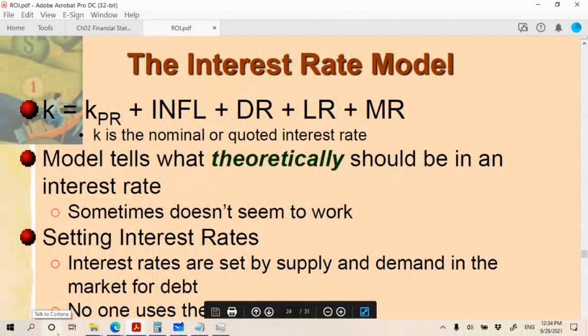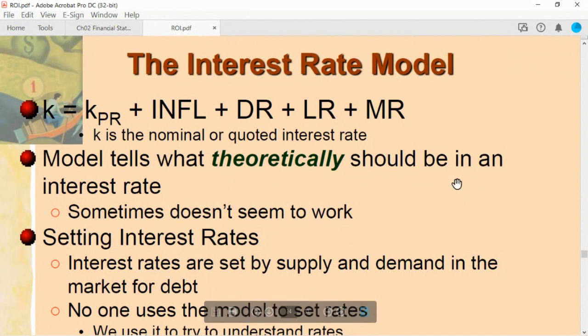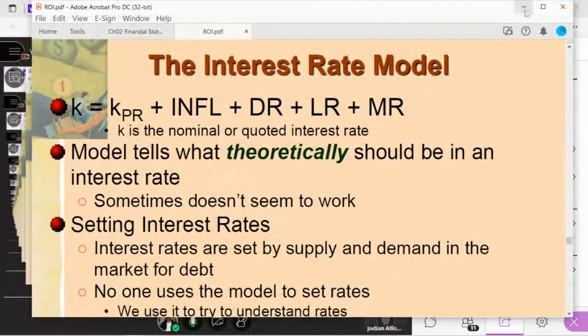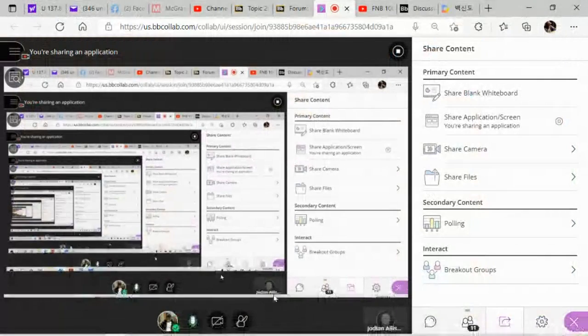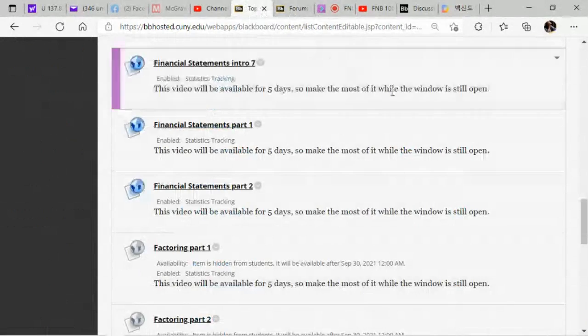Okay, so that wraps up everything about interest rates. The first topic is already covered, and it's not really a big thing because we are already into topic 2. We are already way into topic 2.